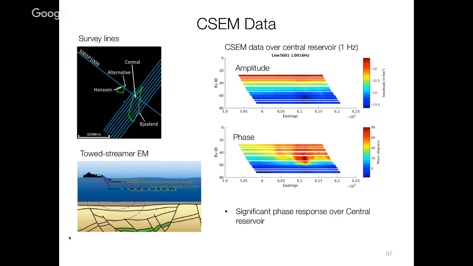Now, if you look at the amplitude, there's nothing really obvious that jumps out and says, wow, there's a big anomaly. Maybe it's a little bit darker, but there's nothing really obvious. So the information is actually in the phase. This is the same thing, but this is the phase, and you can see that there's something really interesting happening. There's a significant response over the central reservoir, or the central region, which is up.